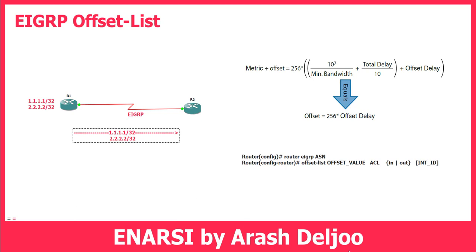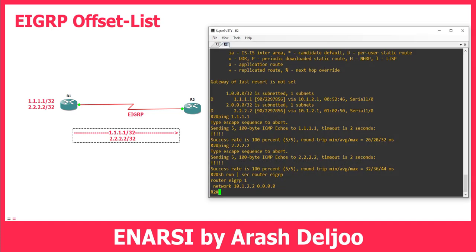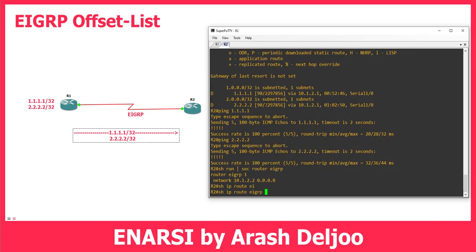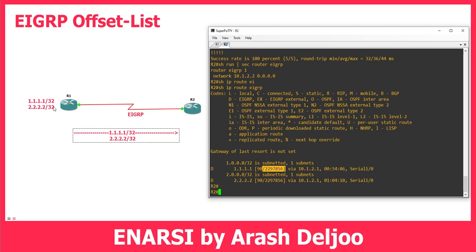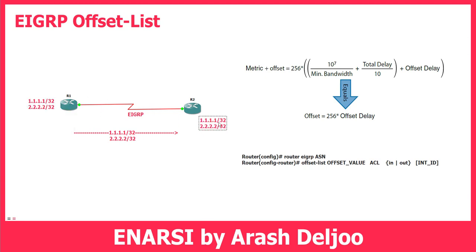For example, assume this is the routing table of router 2, show ip route eigrp. We have this metric for quad 1/32 and also quad 2/32. Let me show you. In this routing table, we have two routes, quad 1/32 and quad 2/32, and the metric of each route is this value. This is the metric of the first route and this is the metric of the second route, the same metric.